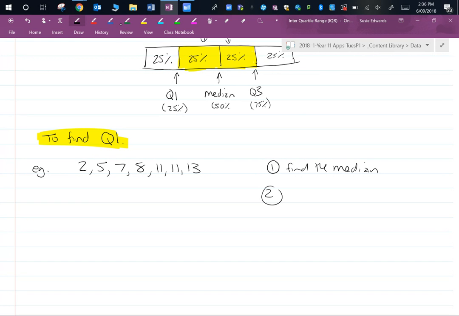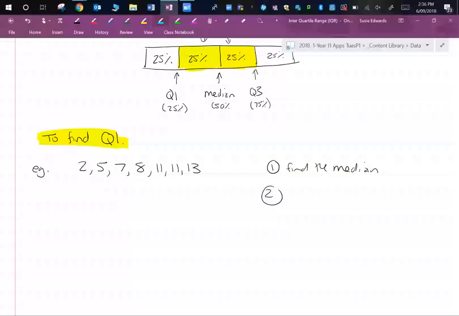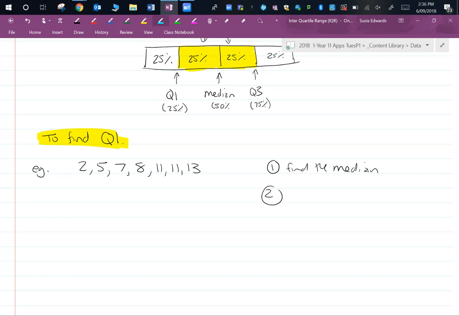So for this one, it's a number which is there. Which number is it? 8. It's in the order. So 8 is the median. Now, I'm just going to write a little bit of a step here in the same step.